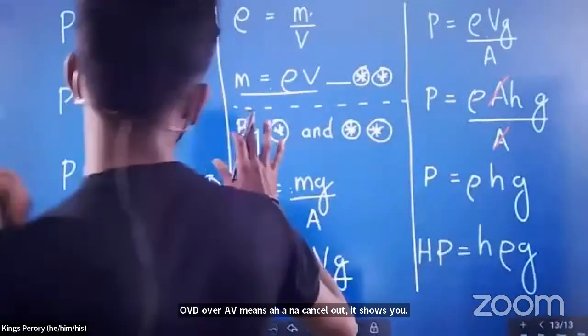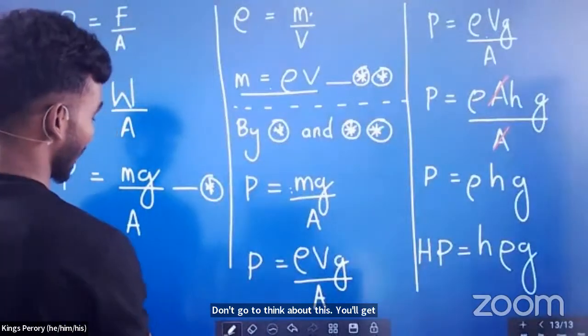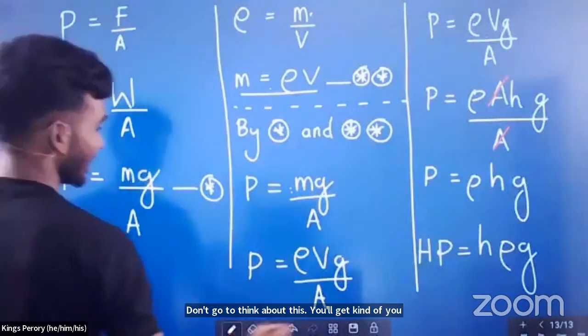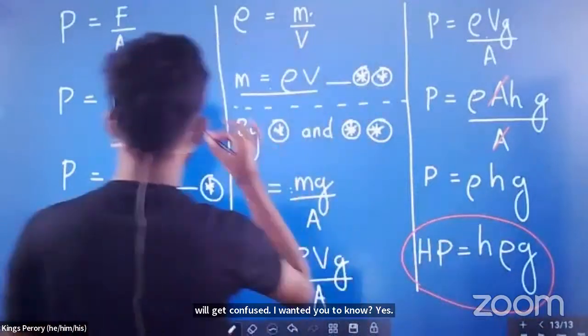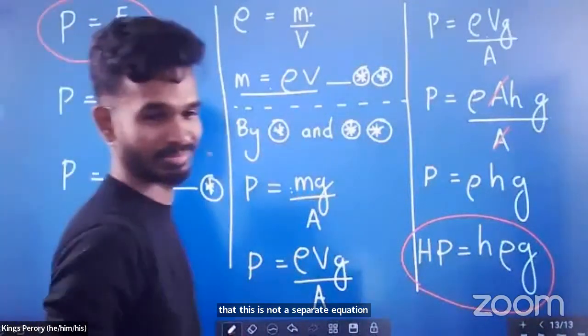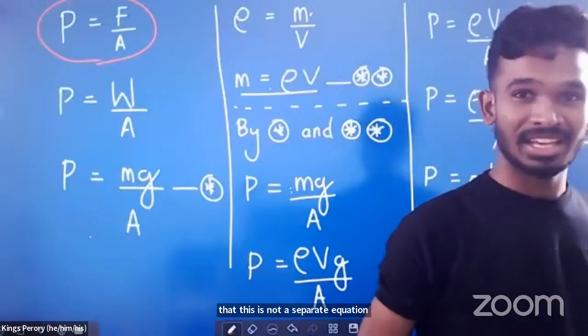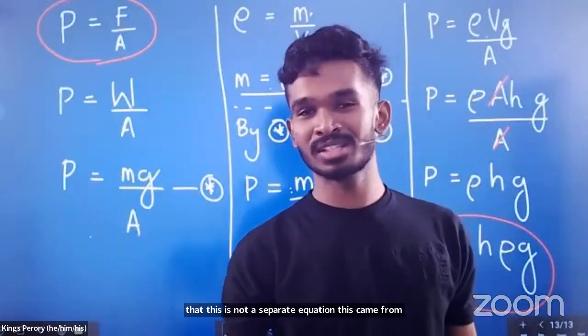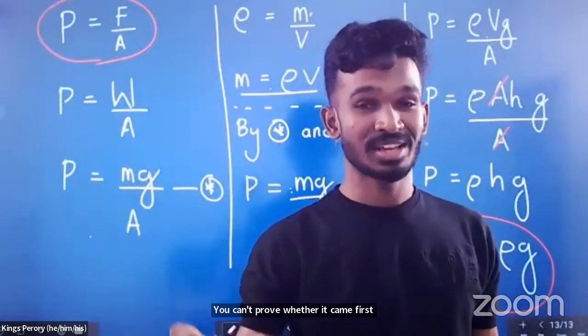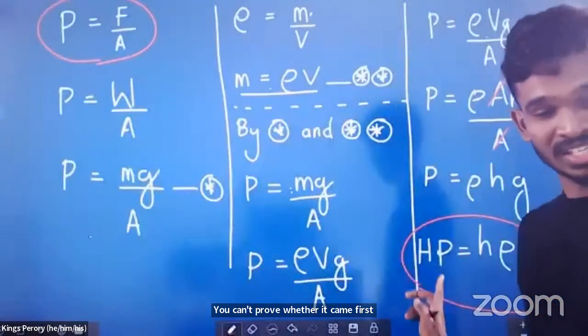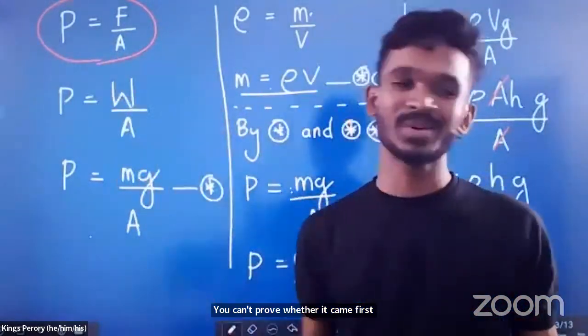Don't go and think about this, you will get confused. What I wanted you to know is that this is not a separate equation. This came from this. You can't prove whether the egg came first or the chicken came first. But you can prove h rho g came from P equal F over A. That you can prove.